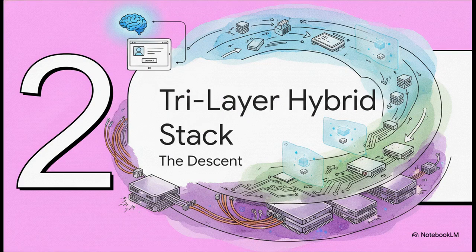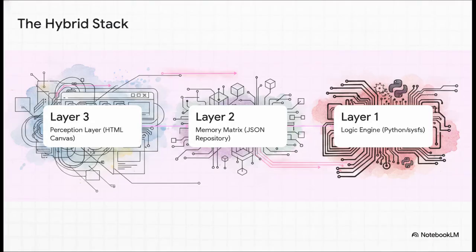Moving on to Section 2, the tri-layer hybrid stack, the descent. So, how do we actually bridge the gap between human intent and pure electrical execution? Well, we literally descend from the visible user interface right down into the physical hardware. The architecture bypasses standard OS structures by breaking a node down into 3 distinct states of reality.